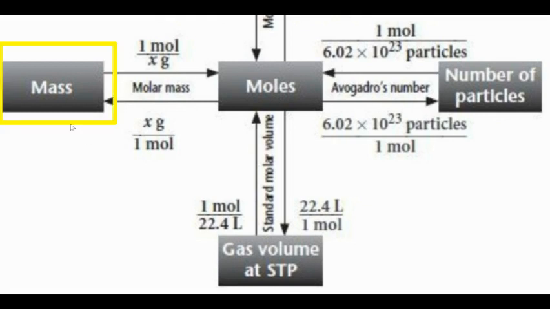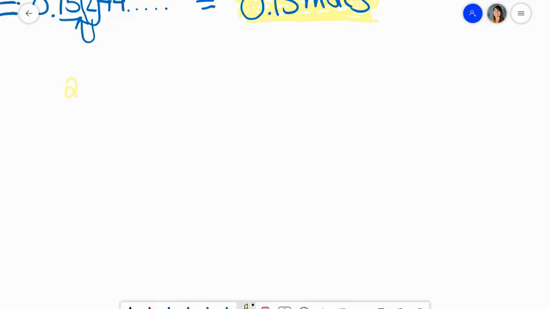We were given a mass, and our goal is to convert that into moles. We're going to do that by following the arrow. And the arrow, when I move from left to right, tells me that this is the railroad track conversion that I need: 1 mole on top and X number of grams on the bottom. So, 2.34 grams of carbon dioxide.